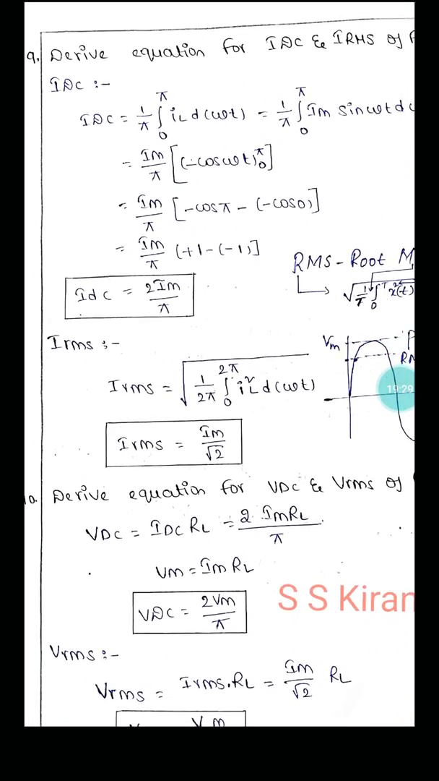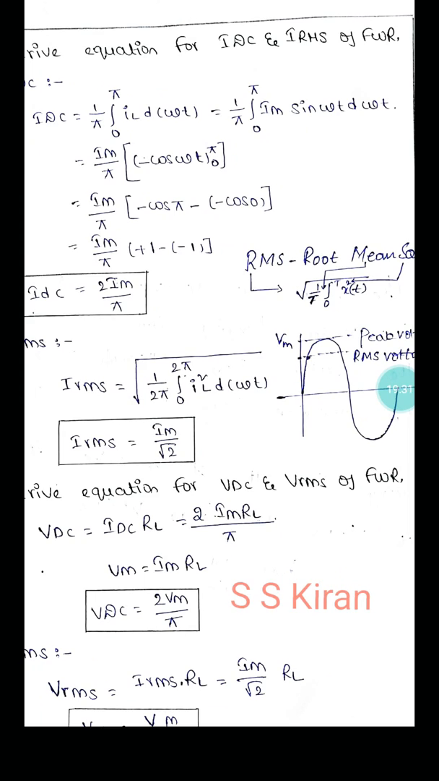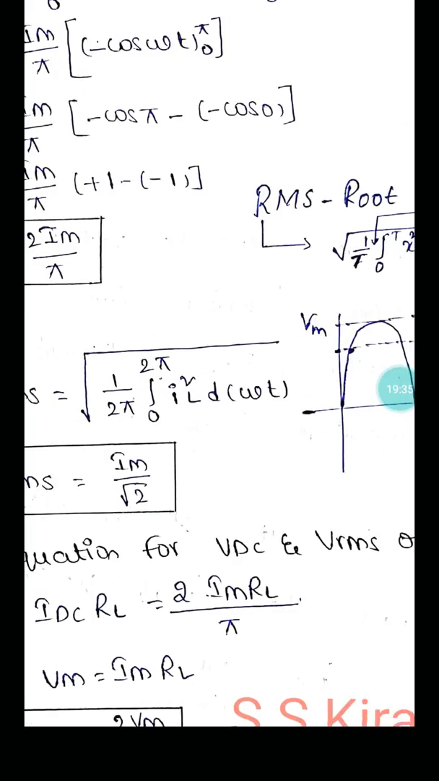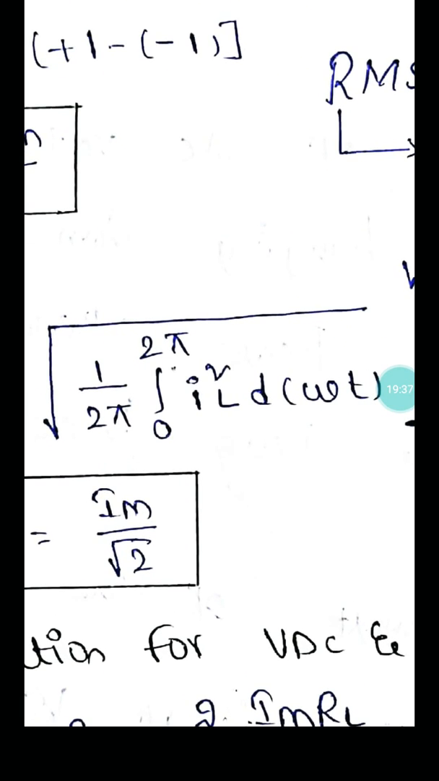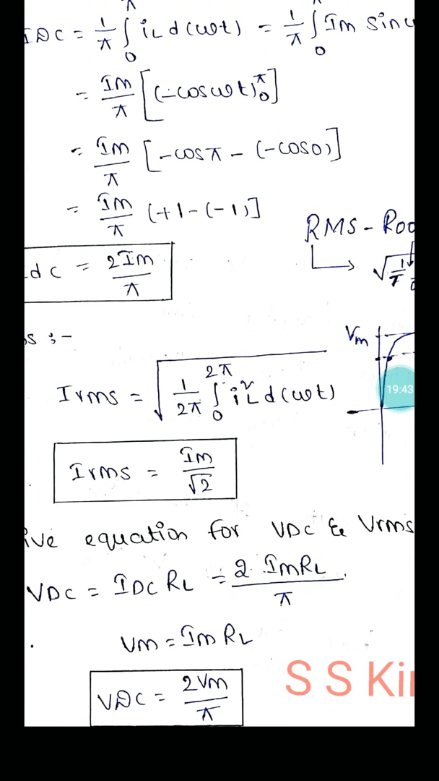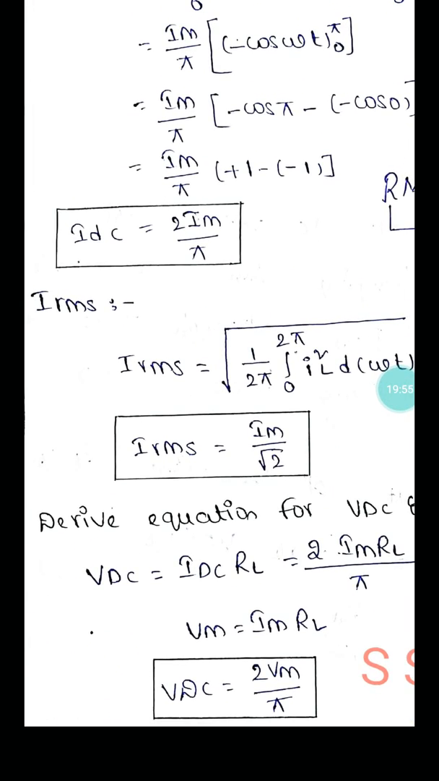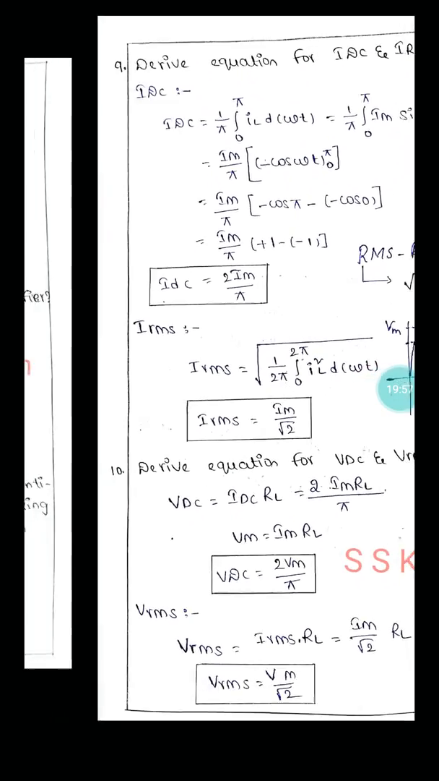omega t. Actually here I can take the full wave rectifier. So simply you can write integral 0 to pi, 1 by pi, because the time period is equal to pi. Otherwise you can split into 0 to pi plus 0 to pi. Finally you get the answer: IRMS is equal to Im by root 2. Do some derivation and you get this.